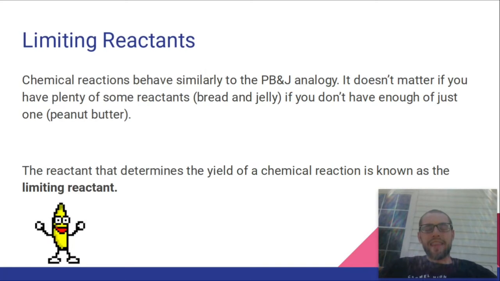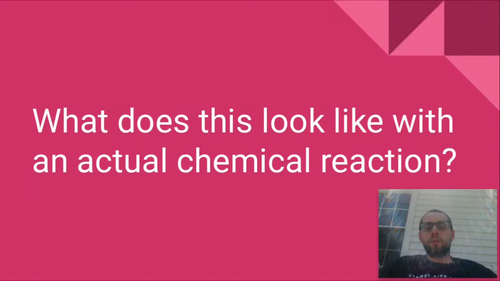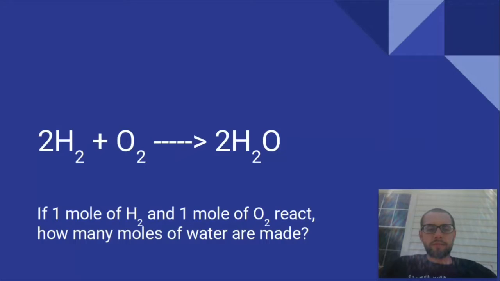Now let's apply that to an actual chemical reaction. We're going to move away from food analogies. We're going to look at the actual chemistry. What does it look like in a real reaction? So let's consider this chemical reaction. This is a way that we can chemically produce water by combining hydrogen gas and oxygen gas. And this reaction is already balanced for me. 2 moles of hydrogen gas, 1 mole of oxygen gas. I'm going to produce 2 moles of water.